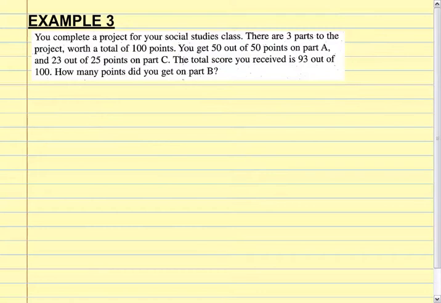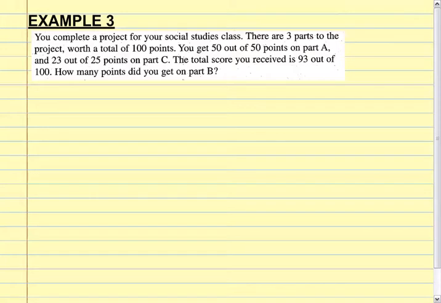Example number 3 says you complete a project for your social studies class. Well, that's good. We are doing that and we get a C. There are 3 parts to the project worth a total of 100 points. You get 50 out of 50 on part A and 23 out of 25 points on part C. The total score you receive is 93 out of 100. How many points did you get on part B?